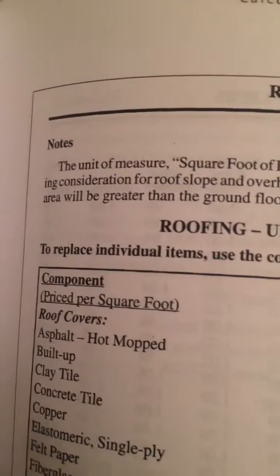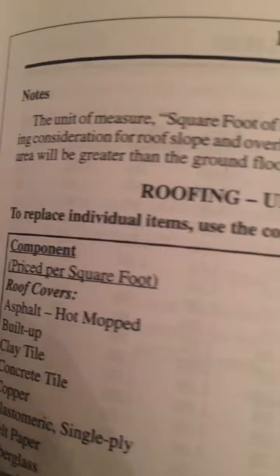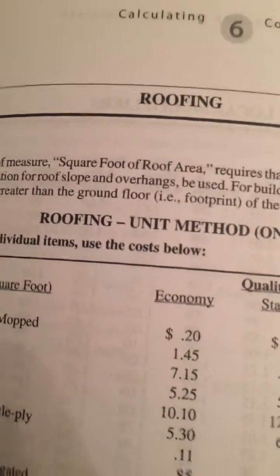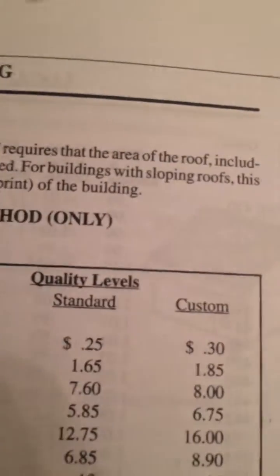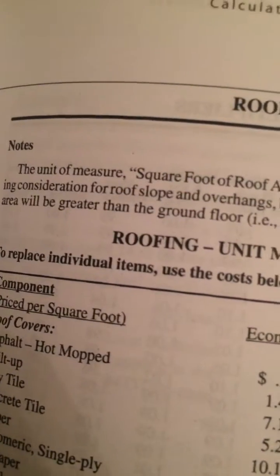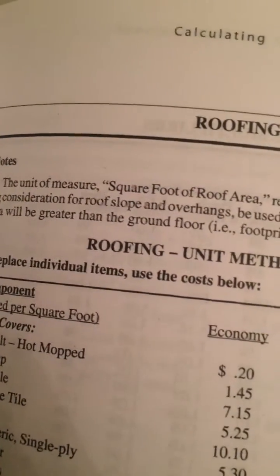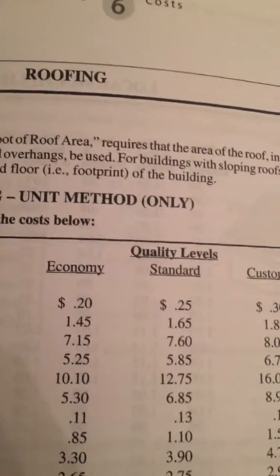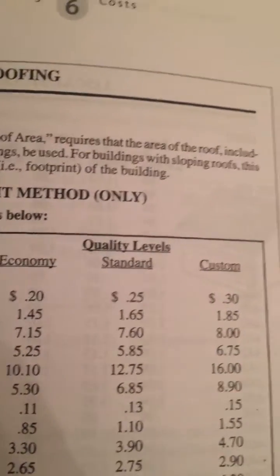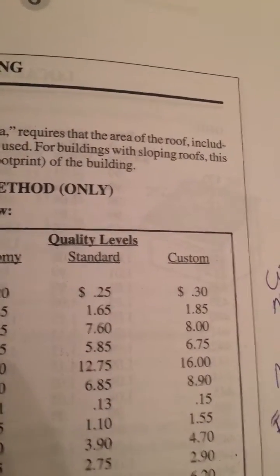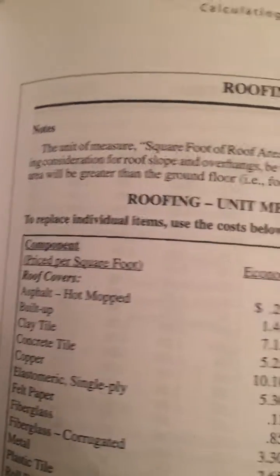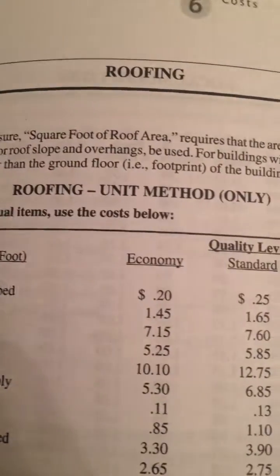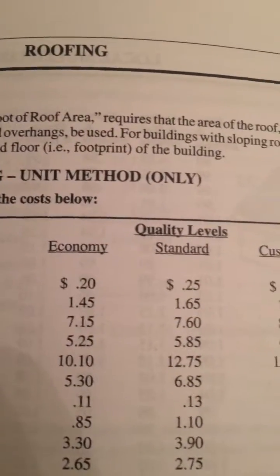Residential site valuation and cost approach, page 73. Roofing notes. The unit of measure, square foot of roof area, requires that the area of the roof, including consideration of roof slope and overhangs, be used. For buildings with sloping roofs, this area will be greater than the ground floor, for instance, the footprint of the building.